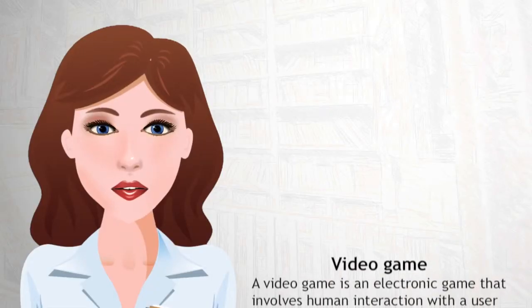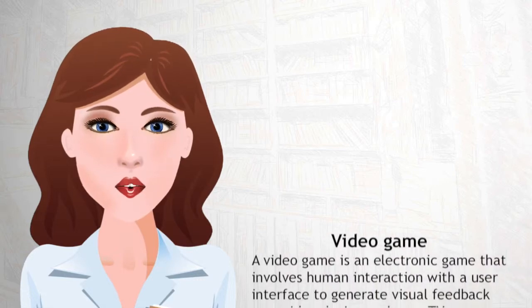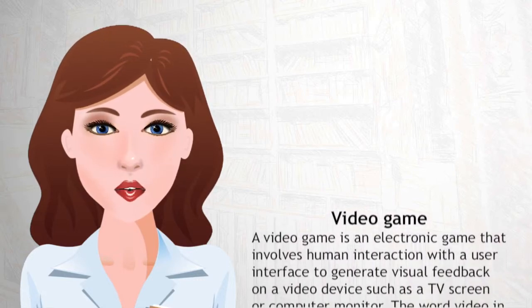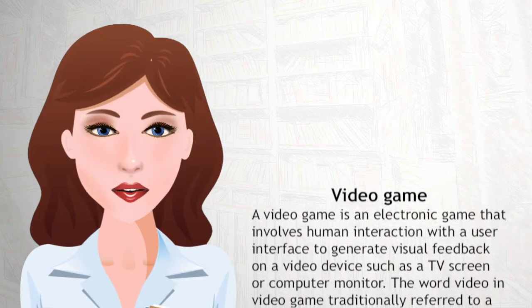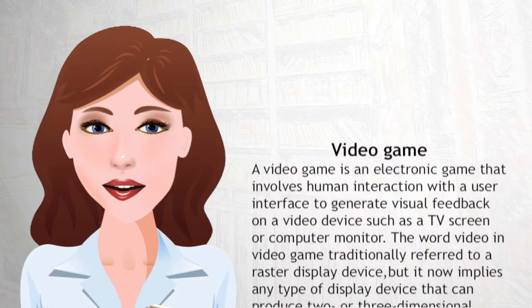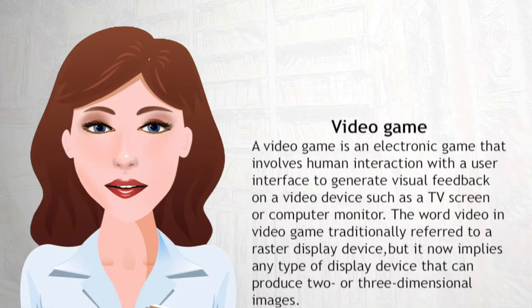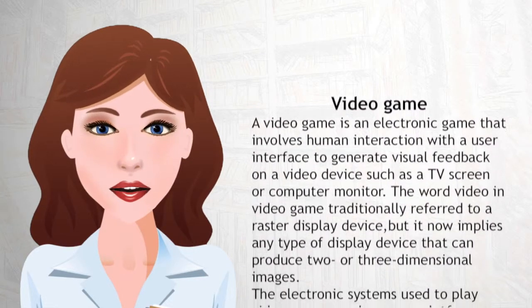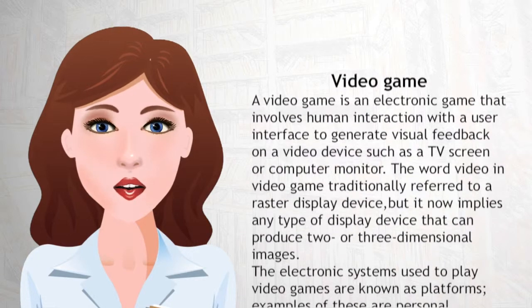A video game is an electronic game that involves human interaction with a user interface to generate visual feedback on a video device such as a TV screen or computer monitor. The word video in video game traditionally referred to a raster display device, but it now implies any type of display device that can produce two- or three-dimensional images.